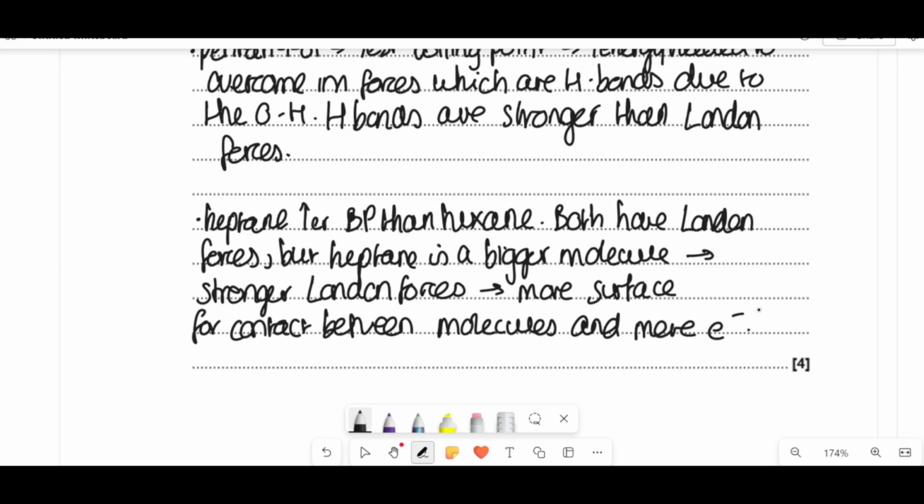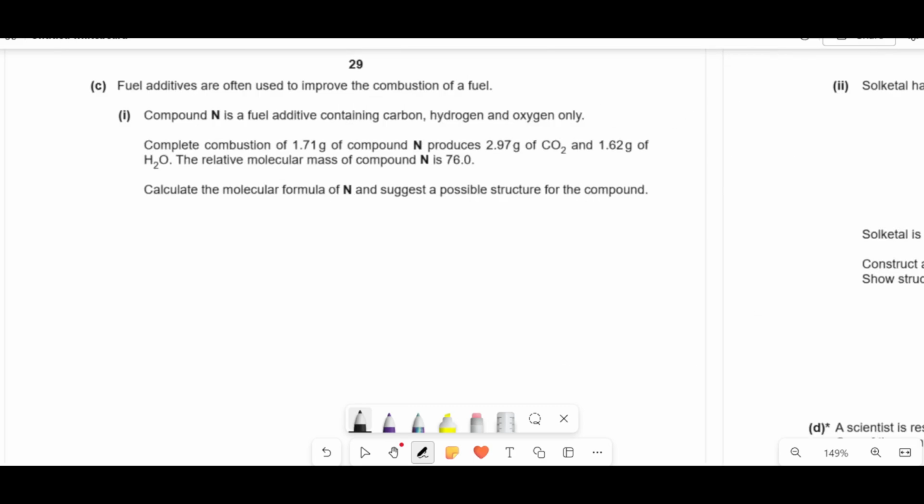There you go. So fuel additives are often used to improve the combustion of a fuel. N is a fuel additive that contains carbon, hydrogen, and oxygen only, right? So the complete combustion of this mysterious N makes this much CO2 and this much H2O, and they've given you the relative molecular mass. Whenever you're doing anything to do with moles, you cannot go into this without at least sketching out a vague expression of what's happening, an equation, right? So I know that it's going to be some mysterious N plus O2, which gives you CO2 plus H2O.